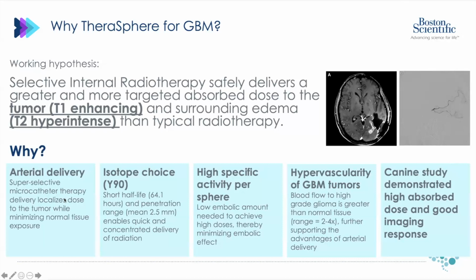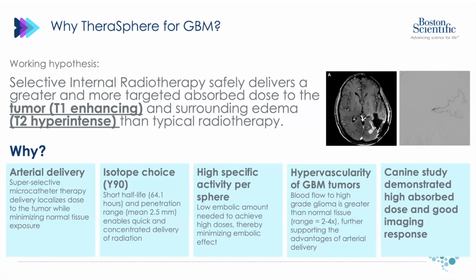So again, what's the why? The why is our intraarterial delivery, much like we're doing with the hepatic artery, to do a cerebrovascular artery, super selective microcatheter delivery, hopefully getting a localized dose to the tumor while minimizing normal tissue exposure. The isotope is Y90. Y90 is actually quite good because it has a short half-life. It's kind of bad. It only penetrates approximately 2.5 millimeters, but that means it's very localized. It's got a quick on-off, and it should have a low embolic potential, meaning it shouldn't cause a stroke. And so that low embolic amount needed to achieve the high dose should reduce the risk of stroke.